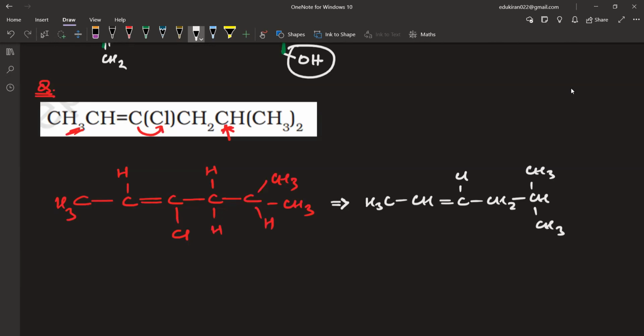Now, if you look at this molecule in bond line structure, it is going to be 1, 2, 3, 4, and 5. And I have 1, 2. The third carbon I have a Cl. Second and third carbon are bonded with a double bond, and then I have one CH3 here and one CH3 here.